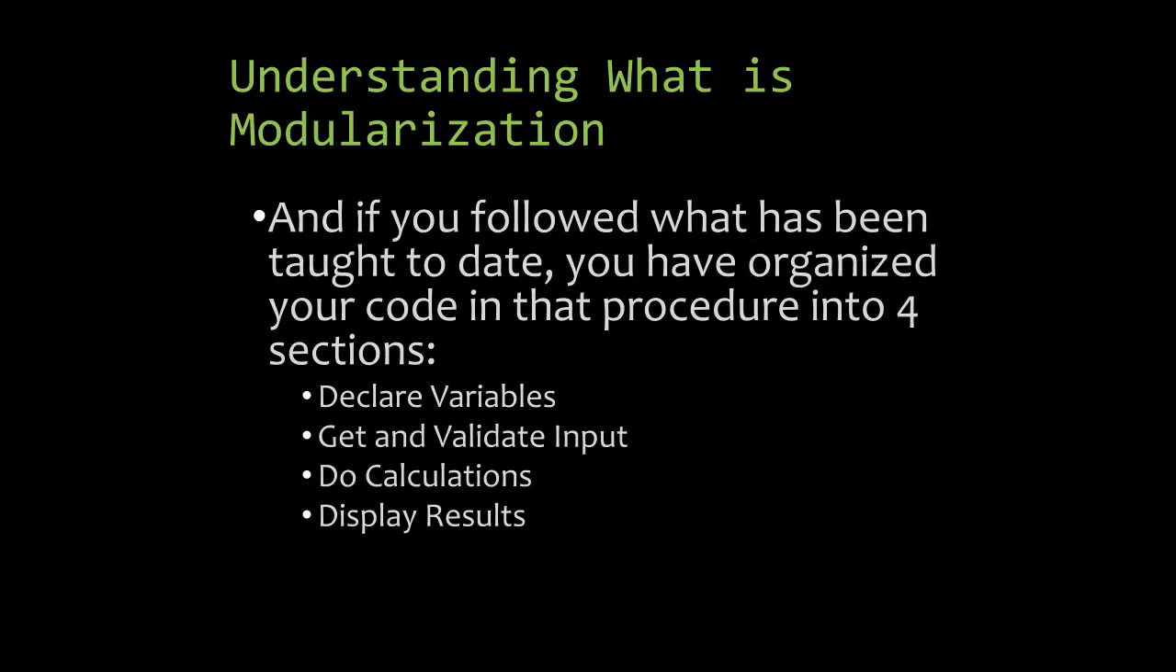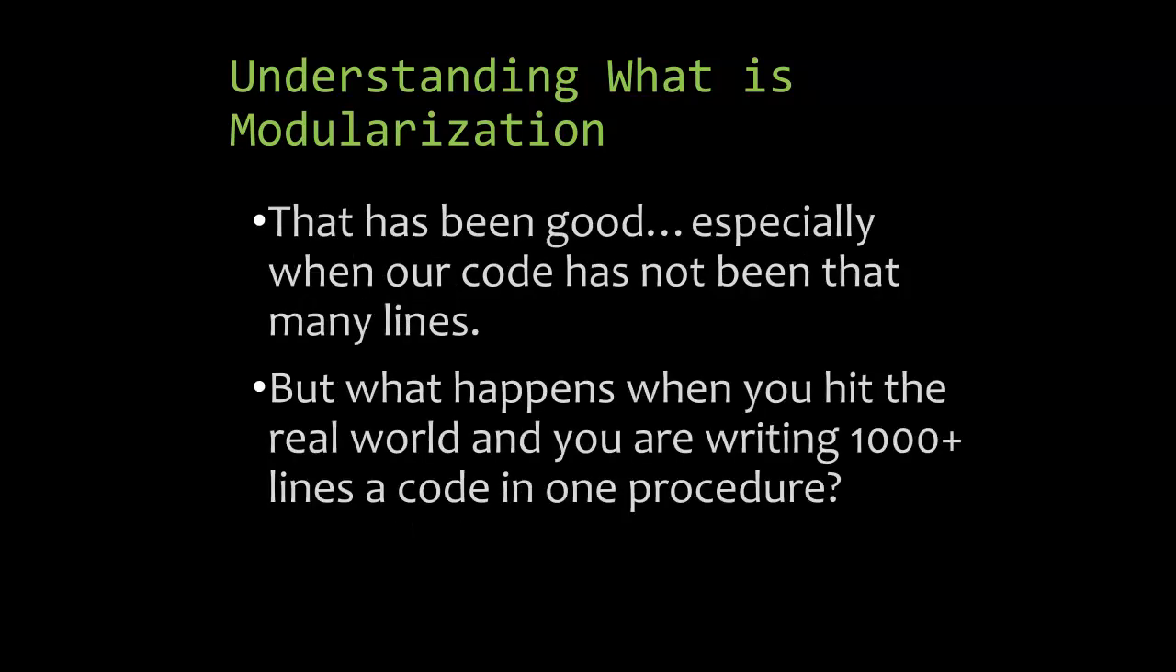We've done this and we stayed organized in doing it. I actually begged you to stay organized in your programs. And if you followed what I asked you to do, on your button click, you basically have 4 main sections: declare variables, get and validate your input, do calculations, and display results. I pushed you to do this because of what we're going to be doing now in the future, which is organizing your code in a very readable format. That's been good, especially when our code has not been many lines, okay?